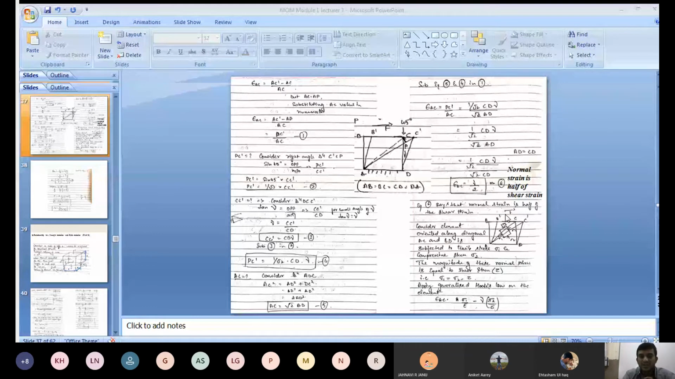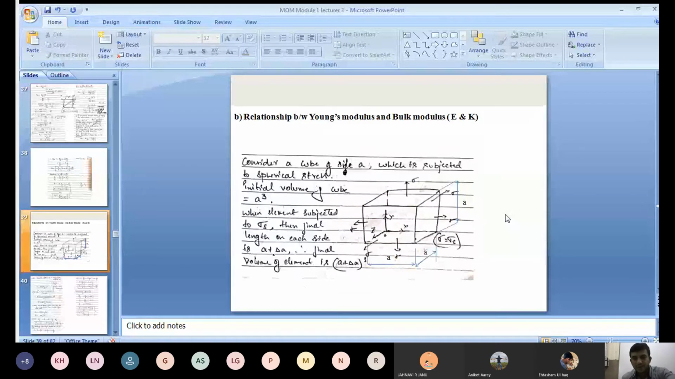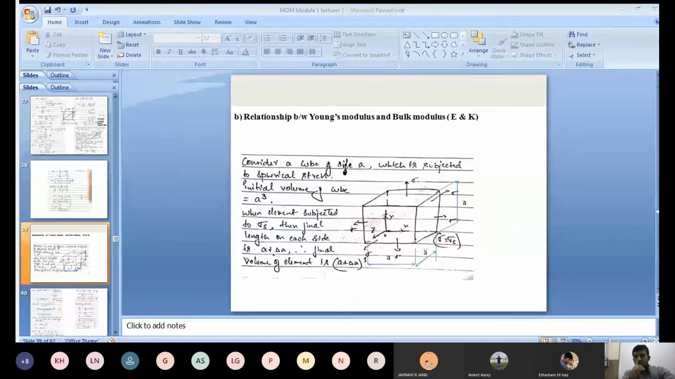Yes, any doubt regarding this derivation? So try to derive it. If you are not able to derive it or understand it, when you come to the offline regular class, we will discuss it again in the short term courses we will do, then you can understand it.